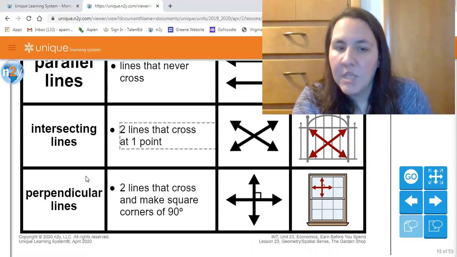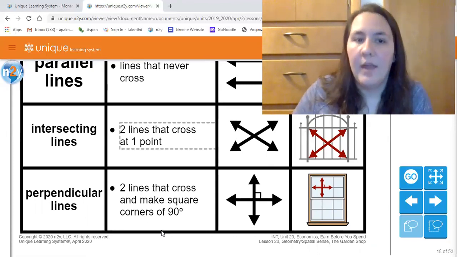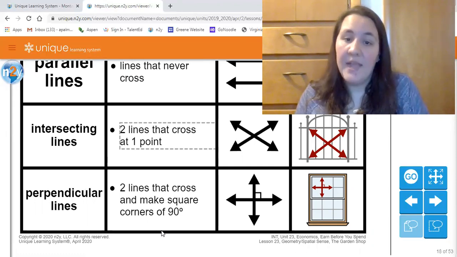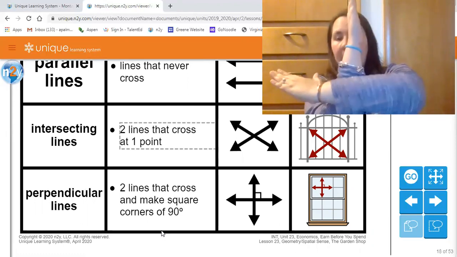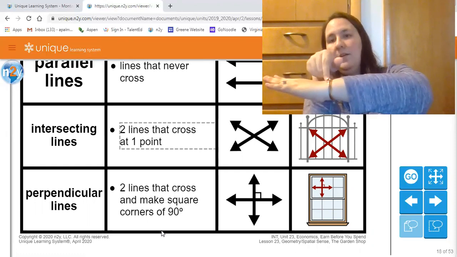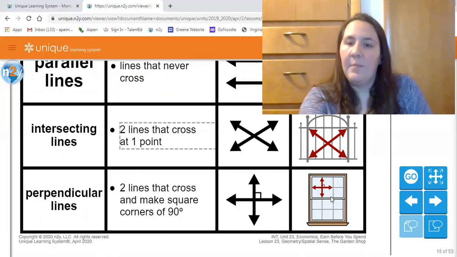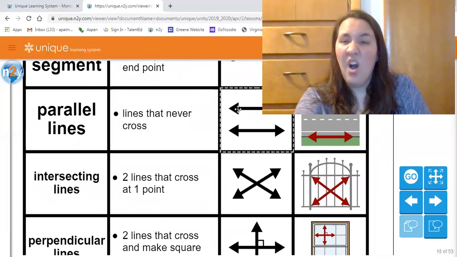And then the last one we're going to talk about is perpendicular lines. So perpendicular lines are just like intersecting lines. They cross each other, but when they cross, they make a 90-degree angle. So they cross straight up and down, side to side, so that this here would be a square. It is our right angle. And you can see this example in the window picture here, okay? So those are all of the words and all of the movements that you need to know, okay?